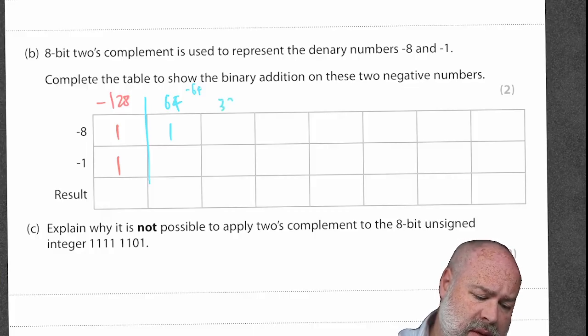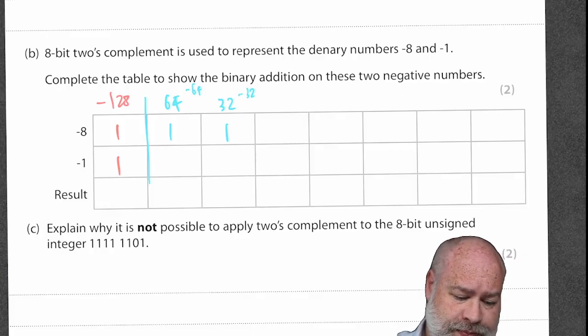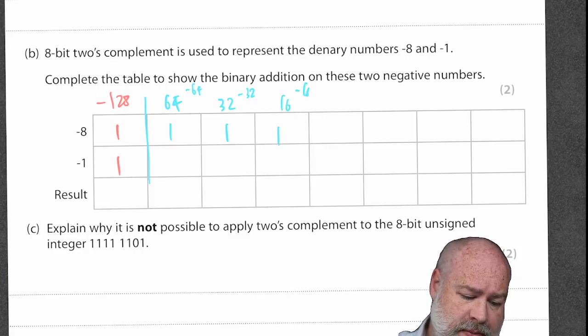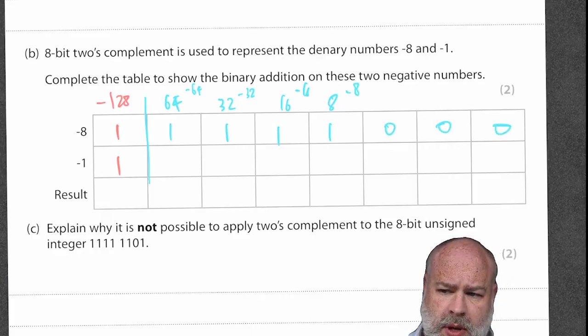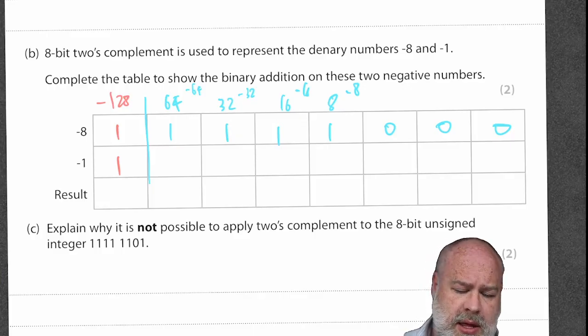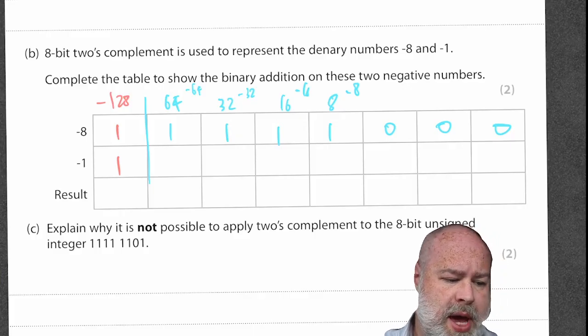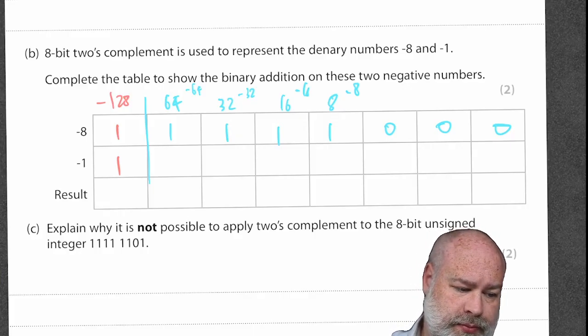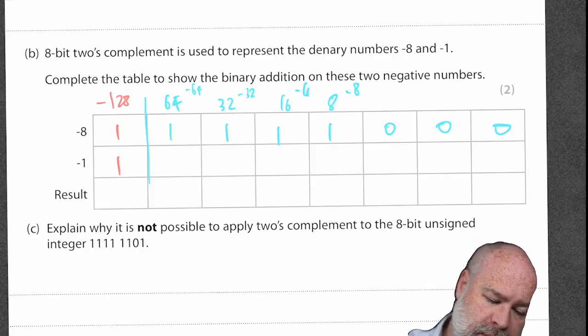-64, and then this column's worth 32, so we need a 32. So this would be -32, -16. We're getting closer, aren't we? And then that column's worth 8, and we get our -8. So there we go. We've got our -8 there in 2's complement. So we should be happy about that, because we built up our number, we proved it.